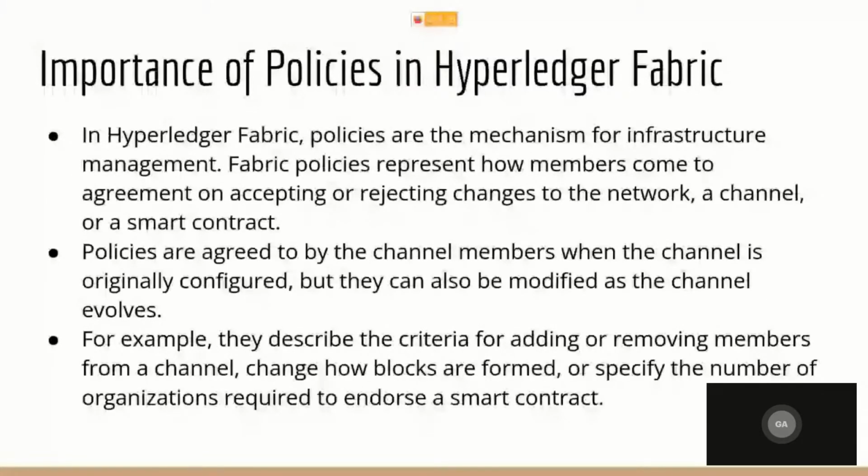Now, another important component is the policies. The policies represent how members agree on accepting or rejecting changes to the network. For example, you want to say the endorsement should be done by both peer 0 and peer 1. So then you will say AND policy. Otherwise, if you want to say either of the endorsing peers can endorse it, then you use the OR policy. So this is how these policies can be written. These policies can be written in the channel, or they can also be written at the chaincode level.